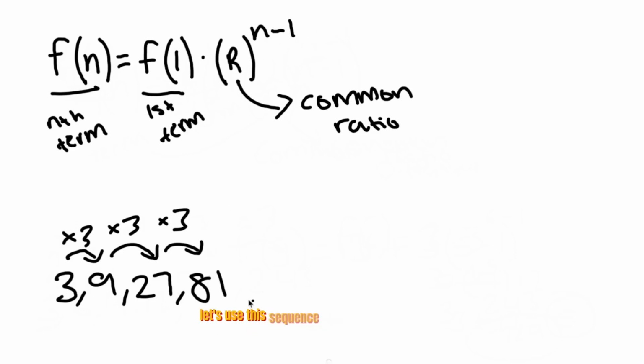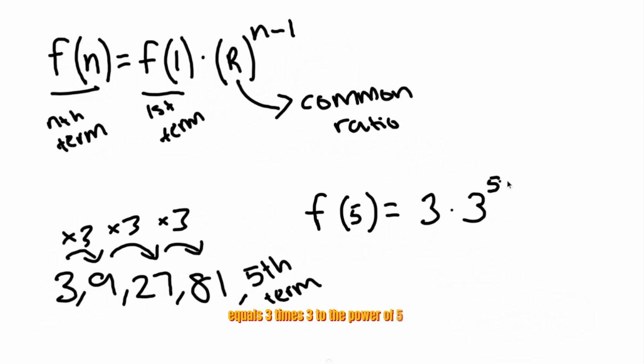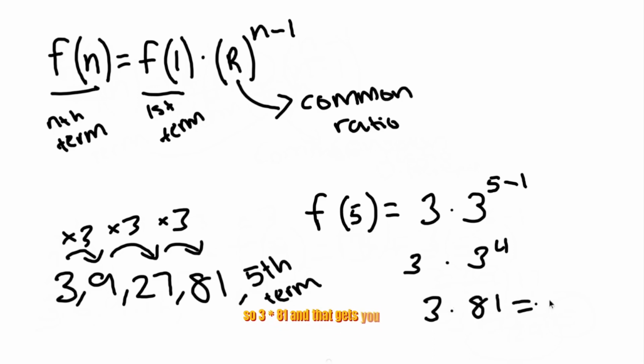Alright, let's use this sequence to find out what the 5th term is. So f of 5 equals 3 times 3 to the power of 5 minus 1. So that's 3 to the power of 4 times 3. 3 to the power of 4 is 81. So 3 times 81. And that gets you 243. And that's your answer. Alright, now let's look at 9 different arithmetic and geometric sequence problems.